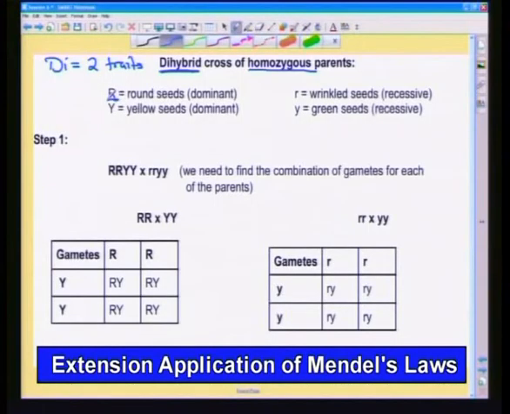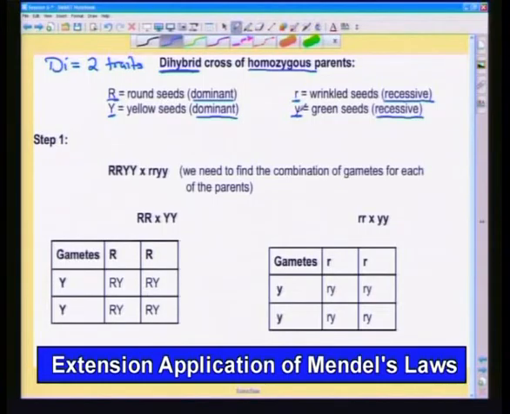Here we go. We have the capital R for round seeds, that is dominant, and a capital Y for yellow seeds because it is dominant. So yellow dominates over green and round dominates over wrinkled. So here we're going to have the small r because it is recessive and the little y because it is recessive. Now, if your handwriting is not very neat, you're going to battle with the capital Y and the small y. So people, be very, very careful the way you write this down.